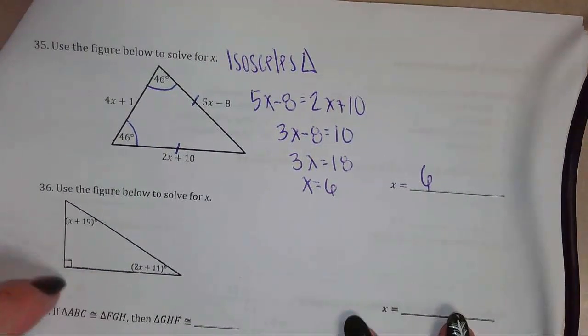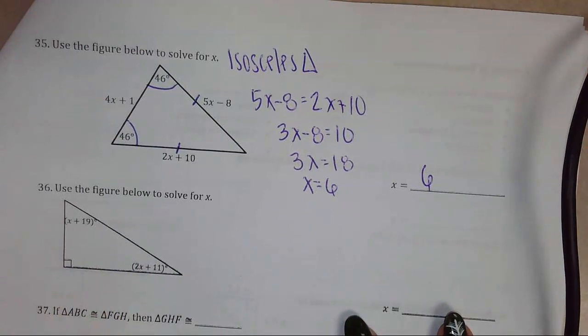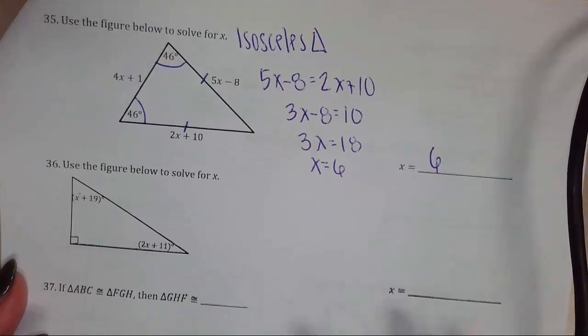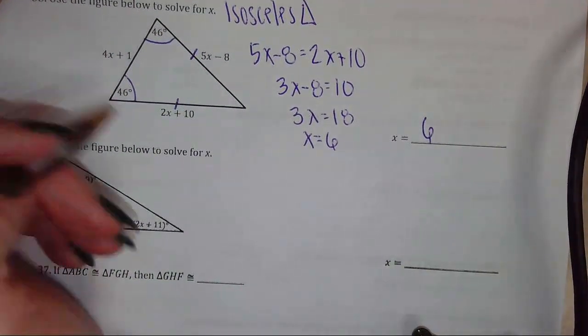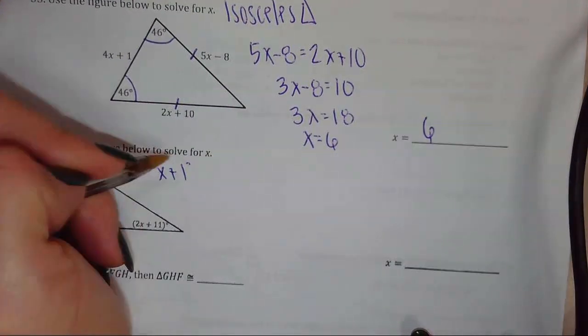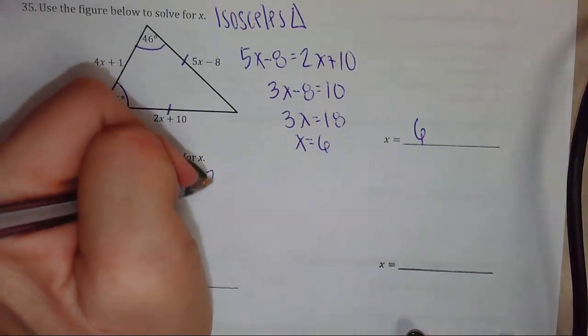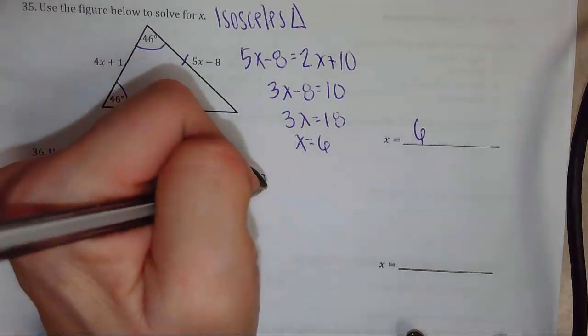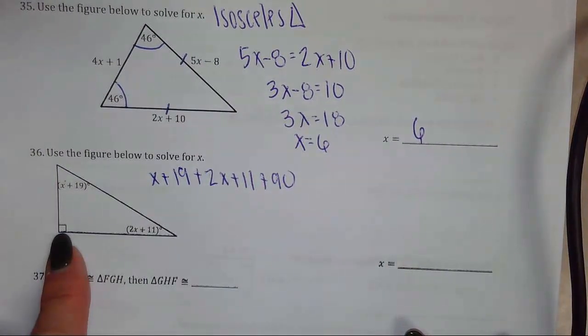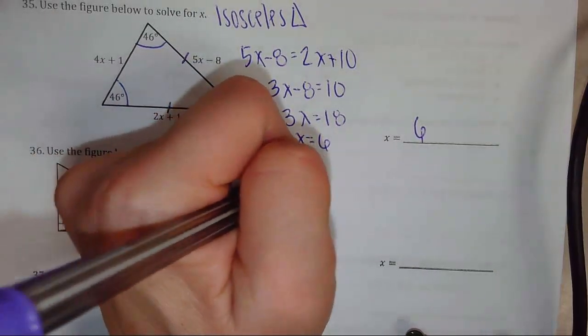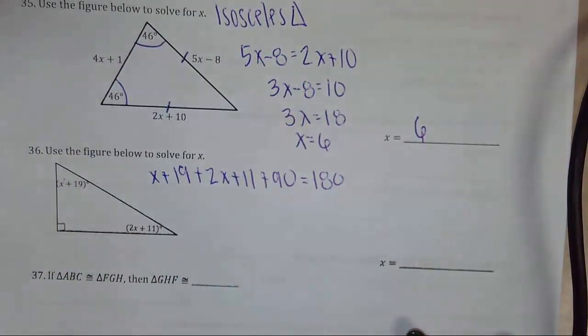Okay, well this is nice because there's a right angle. Then I know the three angles of a triangle add to 180. So I'm going to do x plus 19 plus 2x plus 11 plus 90, because that's what that symbol represents, equals 180.